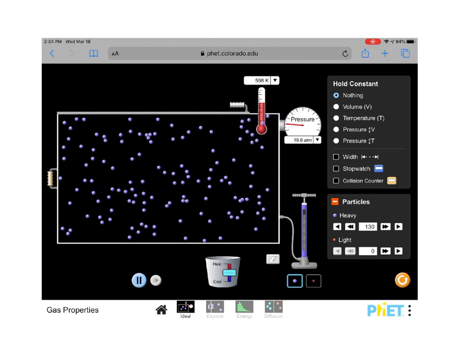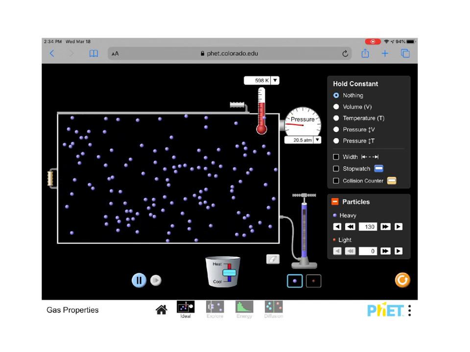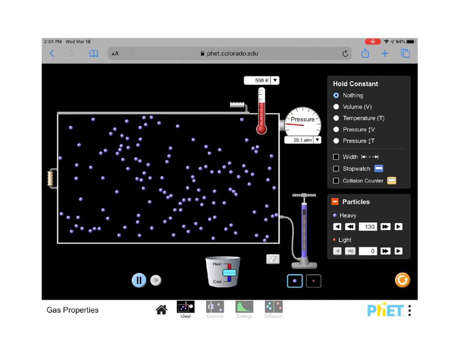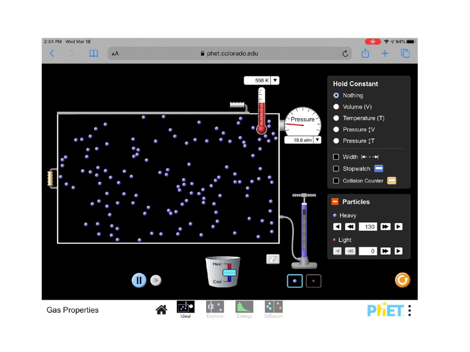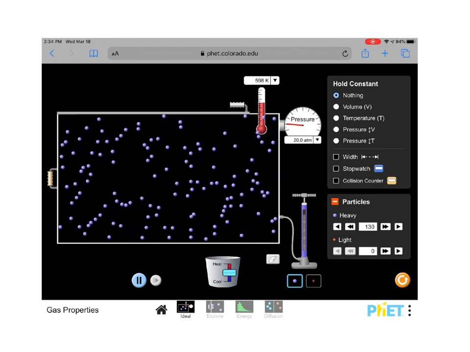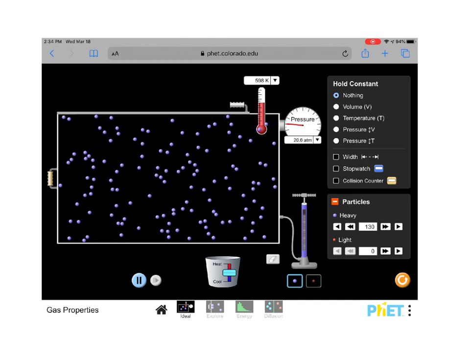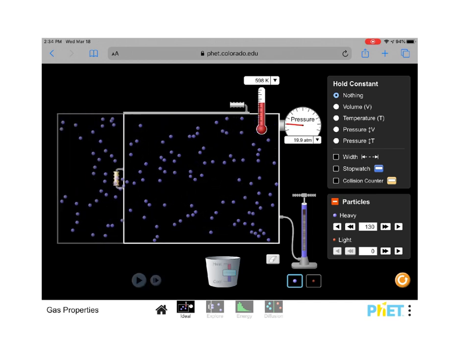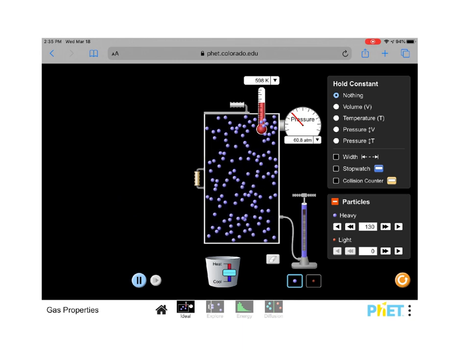If I make the volume much bigger, hopefully you can see that the collisions definitely went down. And when I say the collisions, I mean the collisions with the walls of the container, not with the particles with each other. And see, the pressure did drop down to 22. So as volume goes up, pressure goes down. The opposite thing will happen. I'll make the volume much smaller again. They have more collisions with the walls of the container, and therefore the pressure increases.